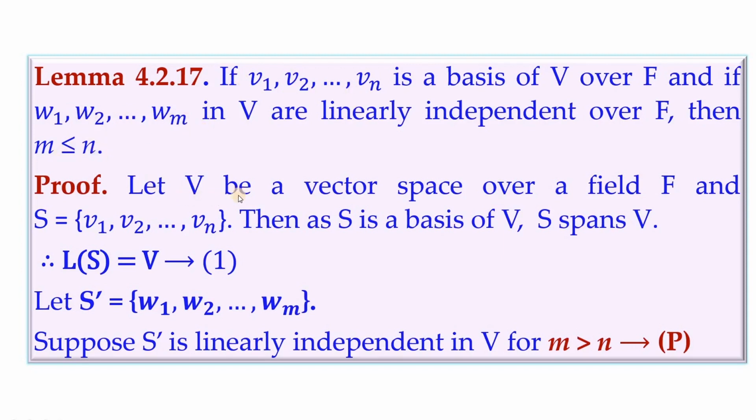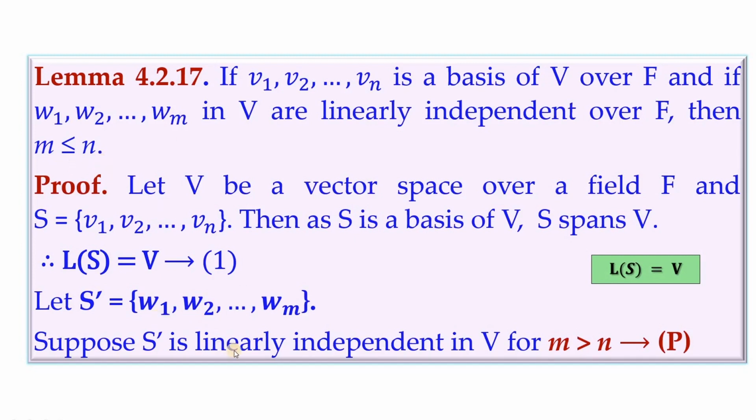Now we will assume V to be a vector space and S to be this collection. Then as S is given as a basis, S should span V. So L of S equals V. And S prime we shall consider to be this collection w1, w2 and so on wm. We need to show that whenever this S prime is linearly independent, m should be less than or equal to n.